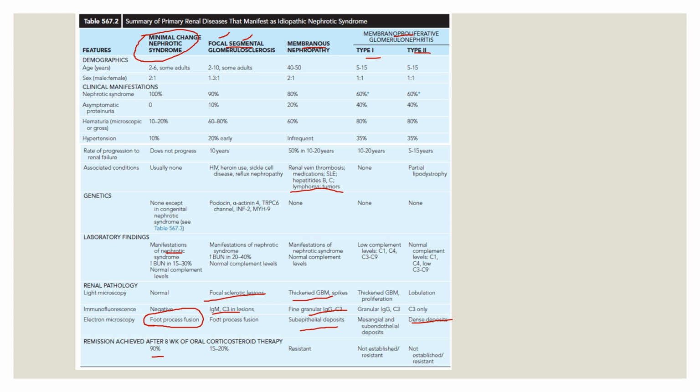Again, there can be thickened glomerular basement membrane. There are low complement levels, but type 2 is having normal complement levels. Usually the nephrotic type has normal complement levels except for type 1, which is having low complement levels.